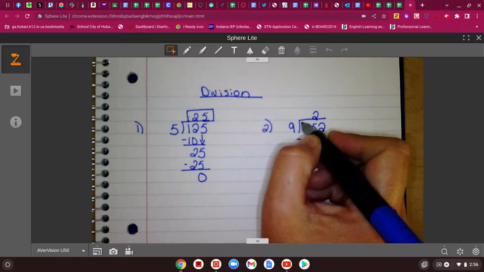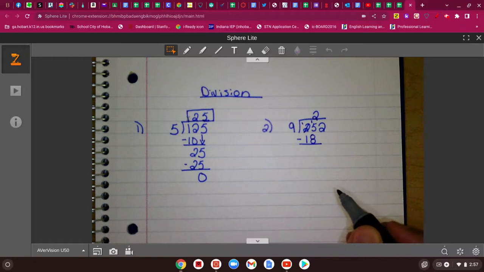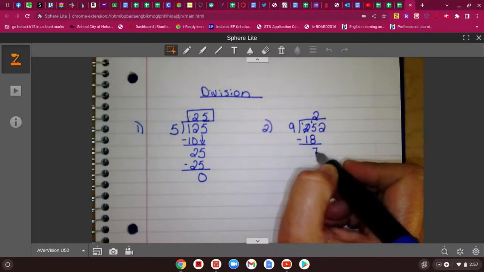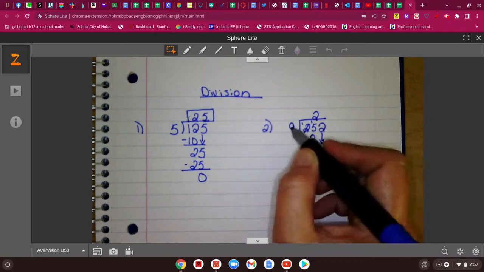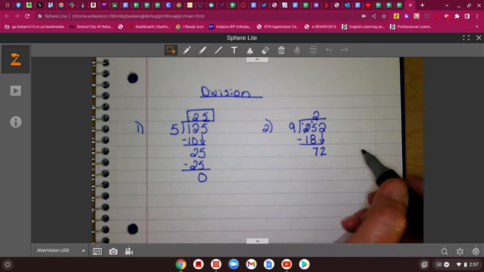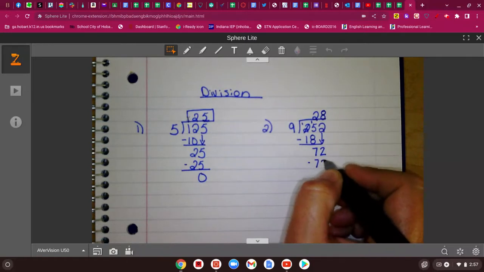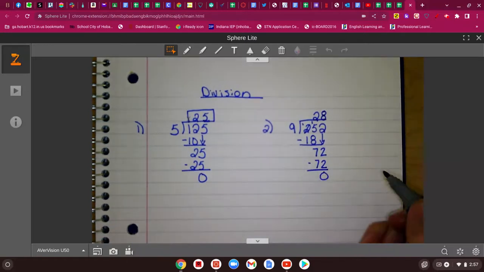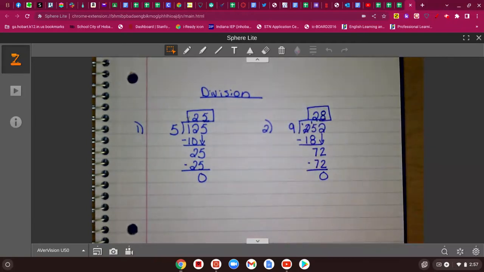Can't take 5 minus 8, so we're going to borrow. 15 minus 8 would give you 7. Then you bring down your 2. 9 times what gives you 72? So if you go through your facts for 9, 9 times 8 gives you 72. So then when you subtract, you're left with nothing. So 9 goes into 252 28 times. Okay, and you can pause this video. That way you can keep up with writing all these examples down.